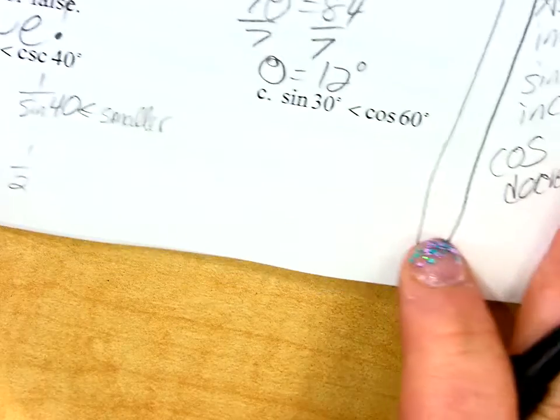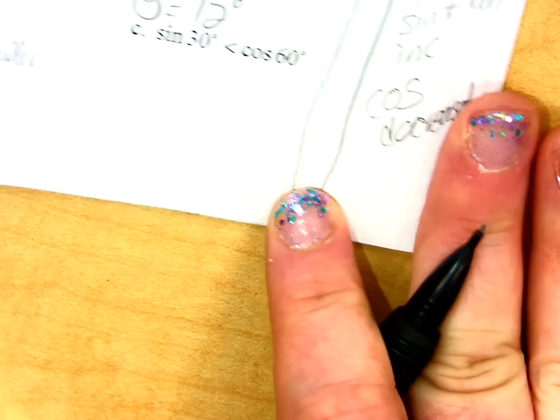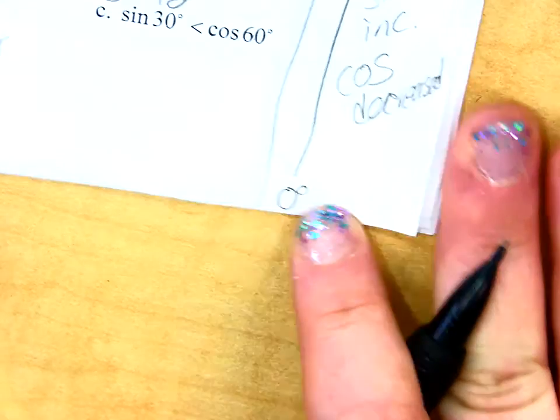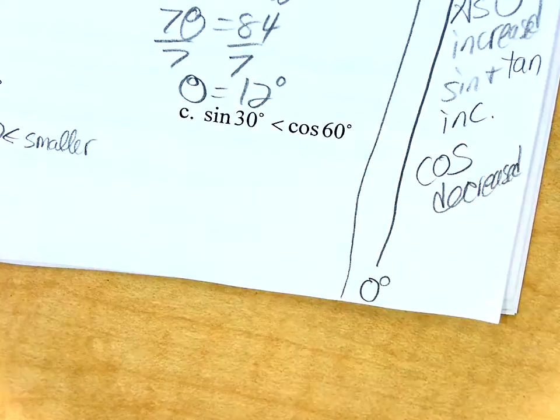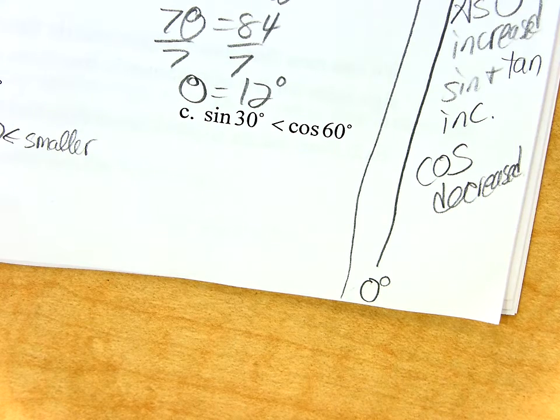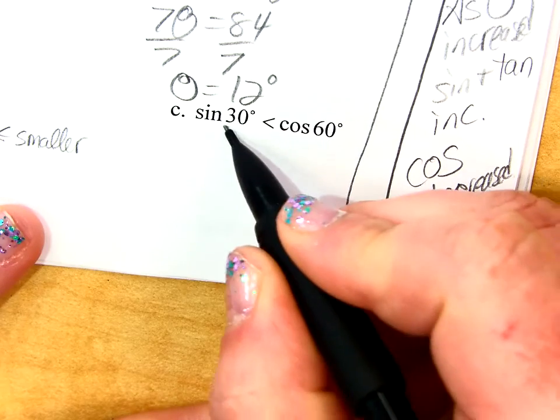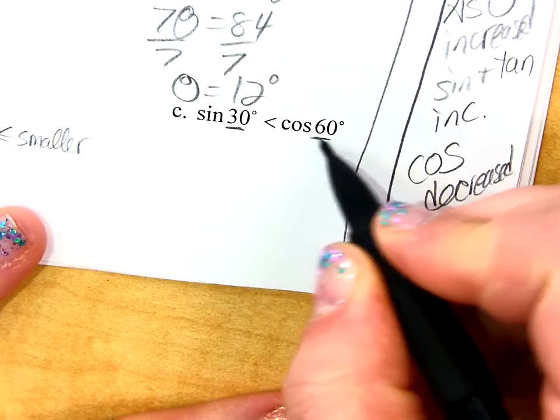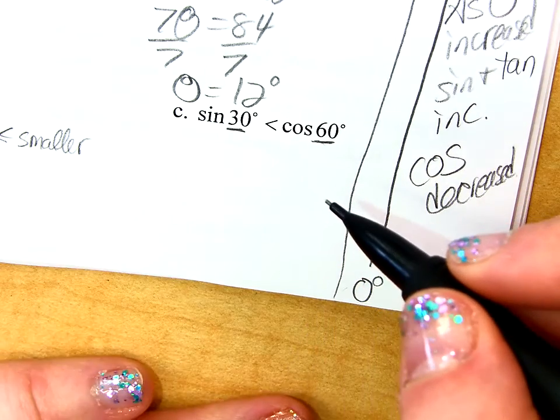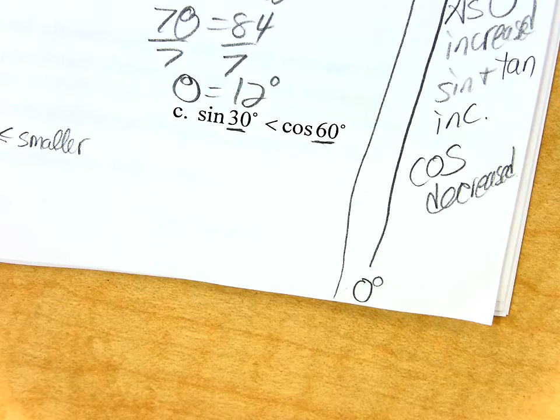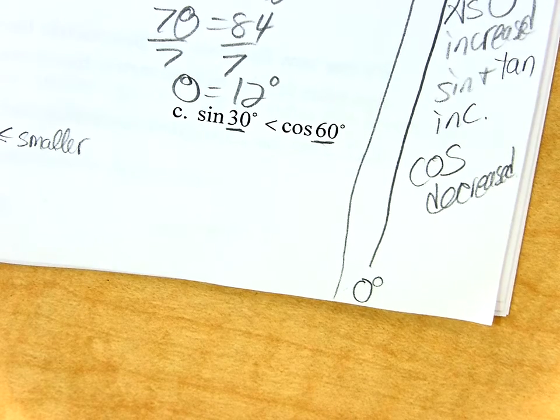Now, let's look at this guy. Well, how in the world am I supposed to compare these two? They're not even the same. One's sine and one's cosine. By golly, wait. Weren't we just talking about sine and cosine being a cofunction pair? And by George, look, 30 and 60. Aren't those complementary? So don't you know right now if this is true or false? What is it?